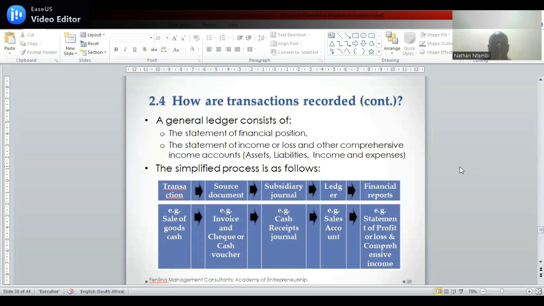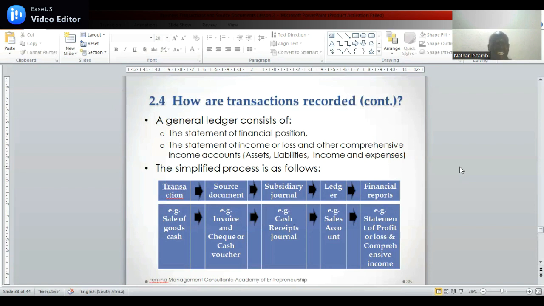The simplified process is as follows from what I've been explaining. You have a transaction that has taken place, like sale of goods for cash. Then our source document will be the invoice and check or cash voucher, because you give an invoice when you are selling and the person pays. So one of them or both of them apply as such documents.